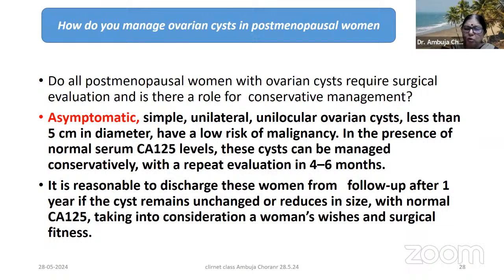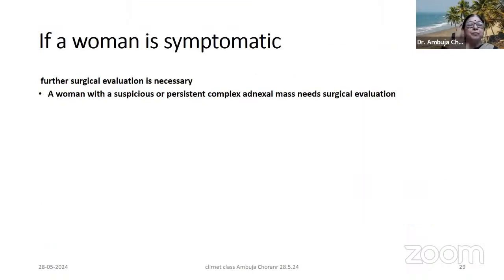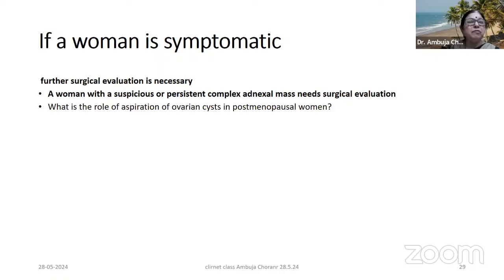Otherwise, there is no need to interfere. If the patient insists that she doesn't want to observe, that's a different thing. That is for the asymptomatic. If the woman is symptomatic, what symptoms I told you? Gastrointestinal, bowel symptoms, bladder symptoms can be present, or anything. Further surgical evaluation is necessary. A woman with a suspicious or persistent complex adnexal mass needs a surgical evaluation.